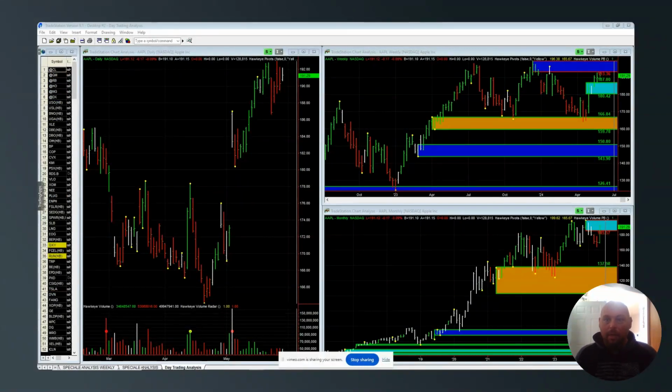So the time frames that we are going to be looking at in this video: we're going to be looking at the daily chart here. That's going to be the large chart off to the left side. We're going to be looking at the weekly chart, which is in the top right, and the monthly chart, which is in the bottom right.